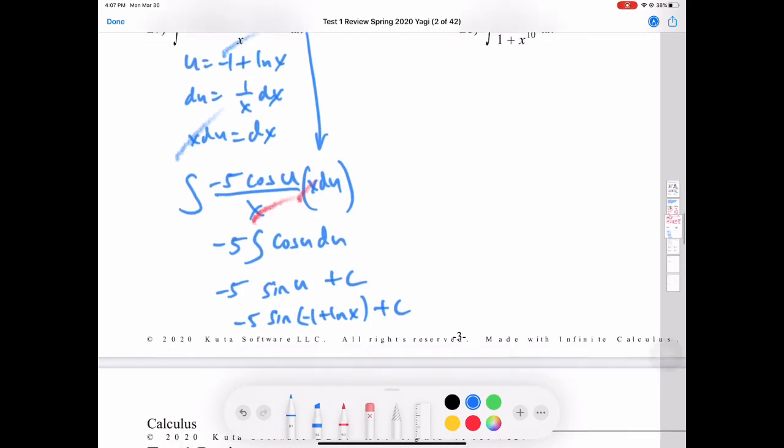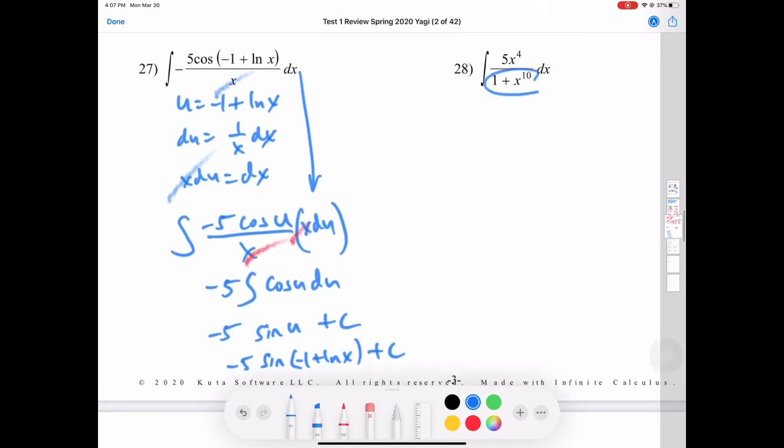Okay. On the right, this is actually rewriting the problem. If I try to use substitution, the derivative of 10 to the x is 10 x to the 9th. That doesn't get rid of the x to the 4th.